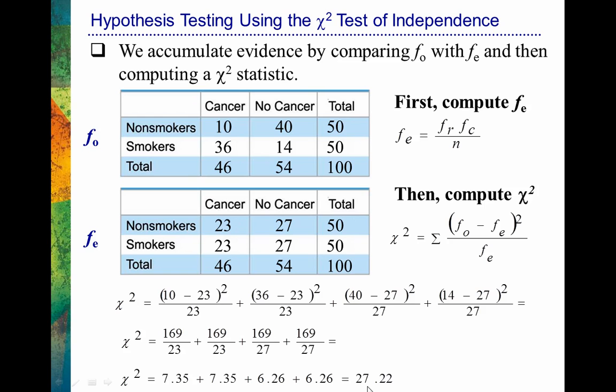And again, this number is going to get larger as the differences between our observed frequencies and our expected frequencies increase. So as we have bigger differences between these two contingency tables, we're going to have a larger chi-square value. So let's see what we do with that next.